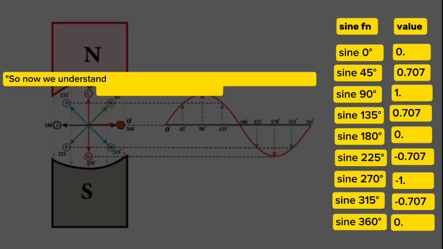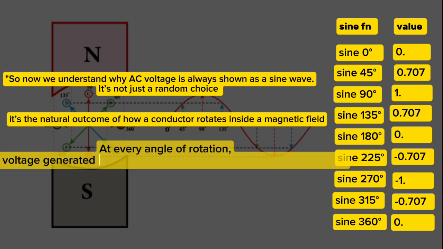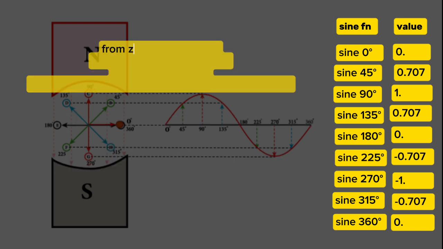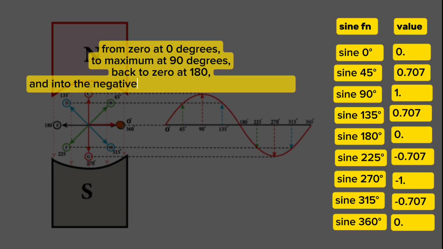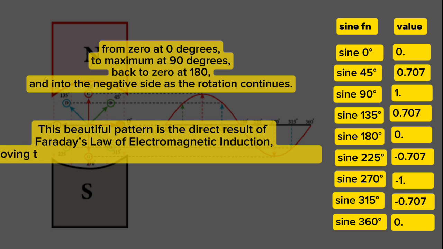So now we understand why AC voltage is always shown as a sine wave. It's not just a random choice, it's the natural outcome of how a conductor rotates inside a magnetic field. At every angle of rotation, the voltage generated perfectly matches the values of the sine function. From 0 at 0 degrees, to maximum at 90 degrees, back to 0 at 180, and into the negative side as the rotation continues. This beautiful pattern is the direct result of Faraday's law of electromagnetic induction, proving that nature itself follows the rhythm of the sine wave.